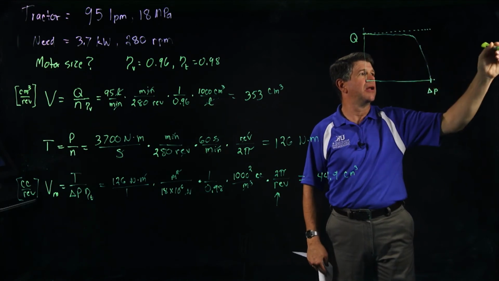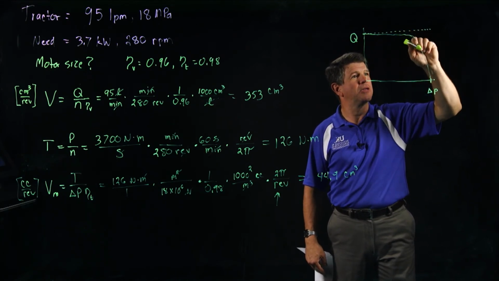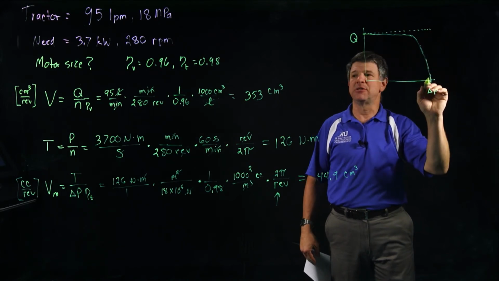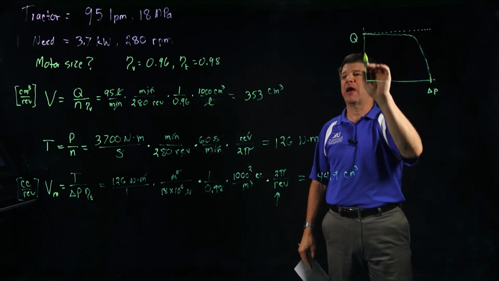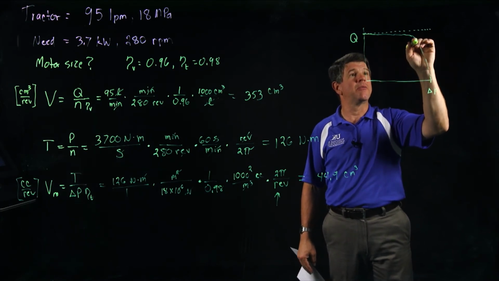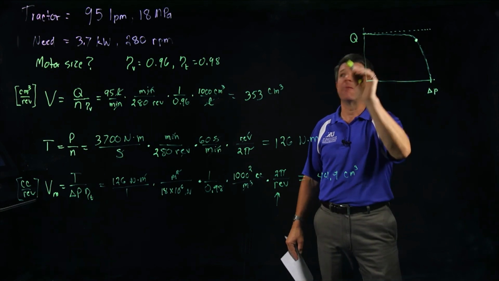So we've got that curve that rolls off like that. So at this maximum pressure, I have zero flow rate. At the maximum flow rate, I have zero pressure. So if I need pressure and flow to have power available, it's got to be somewhere in between. Okay, so I can't get both at the same time.